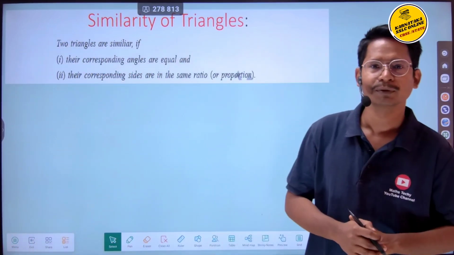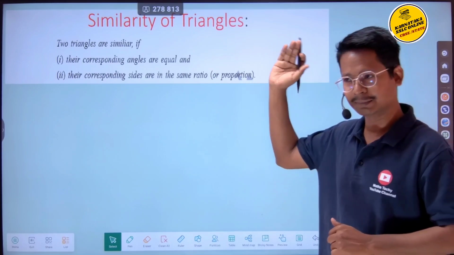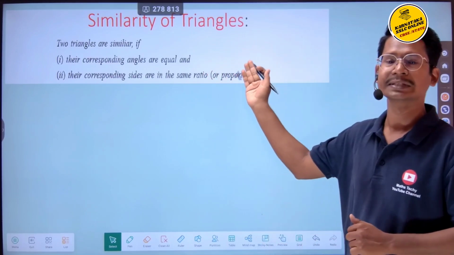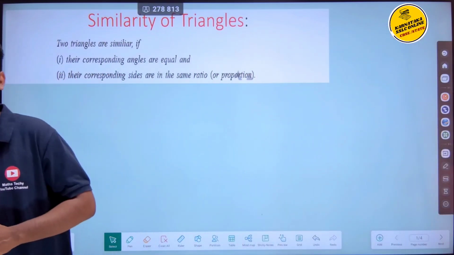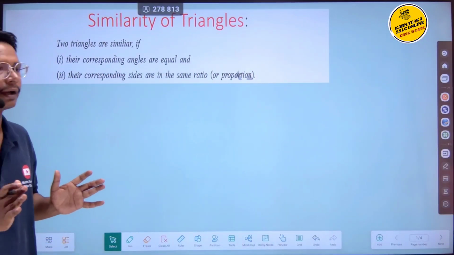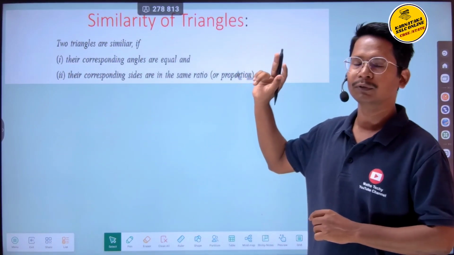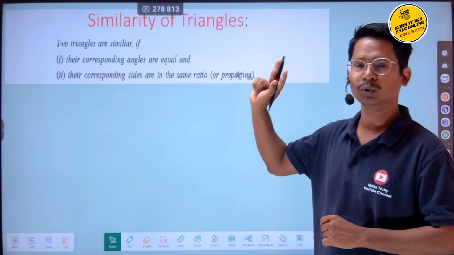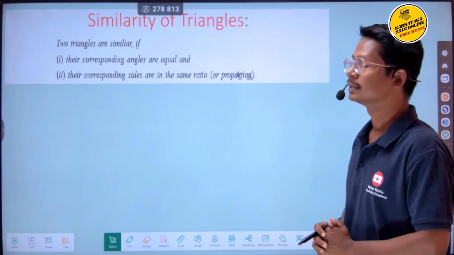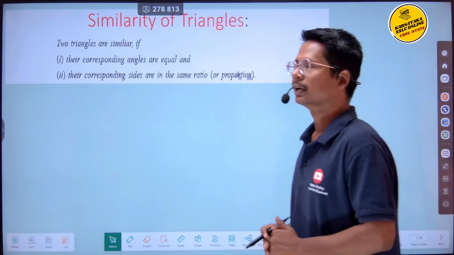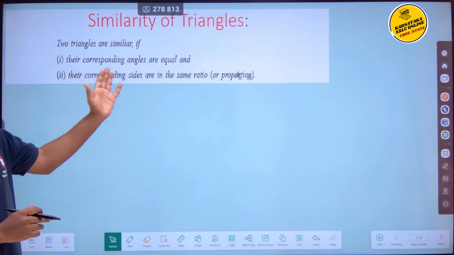Before we start with the BPT, in the last class we have seen what similar figures and similar triangles are. So how can you say the two triangles are similar? I told you that if two conditions are satisfied, then you can say the two triangles are similar. What is the first condition? The two triangles should have their corresponding angles equal.